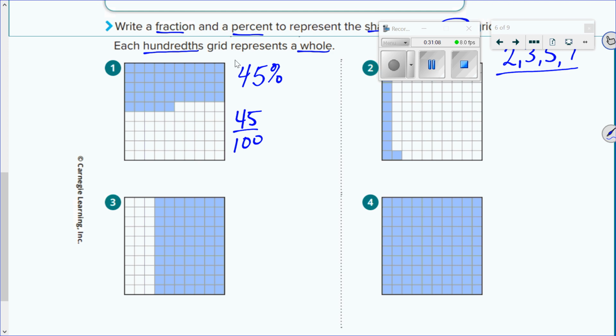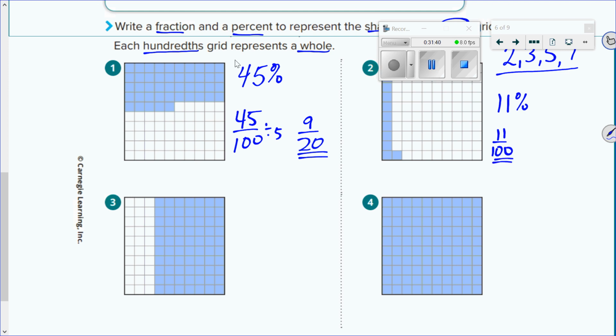45 and 100. Can I divide them both by 2? No. 3? No. 5? Yes. So I can divide them both by 5, which would give me 9/20. That should have been my final answer. Okay. What about number 2? Brandon? 11% and 11 hundredths. Can I simplify that? Nope, so I'm done.